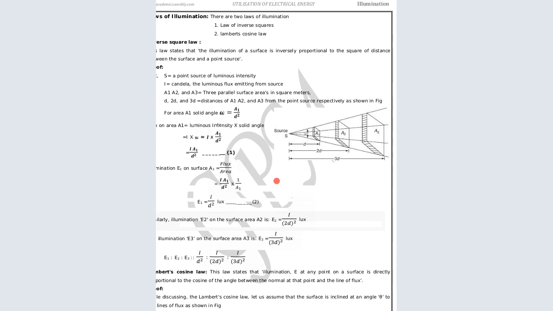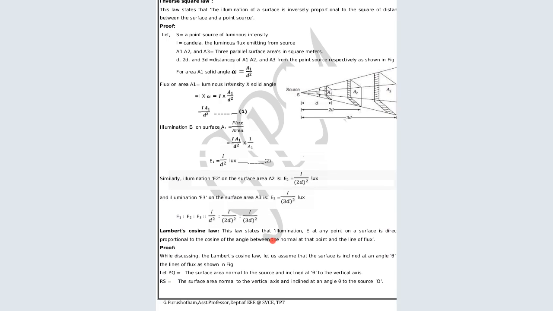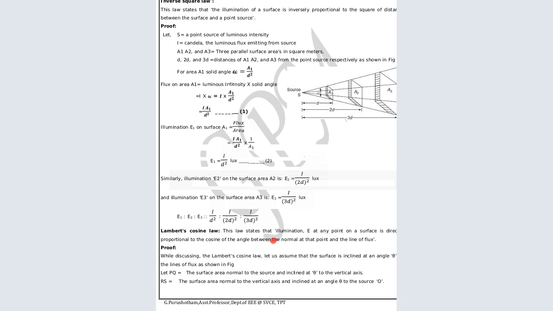In proving, we are trying to show that formula. Proof: let S be a point source of luminous intensity. We can see the point S from that diagram. Let me zoom this out for you to see. I is the candela, the luminous intensity emitting from the source. A1, A2, and A3 are three parallel surface areas in square meters, and D, 2D, and 3D are the distances of A1, A2, and A3 from the point source, respectively, as shown in the figure.